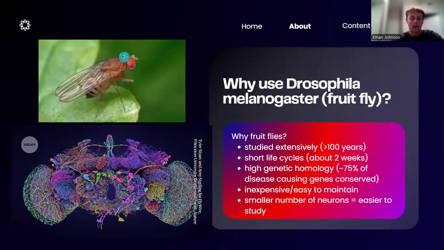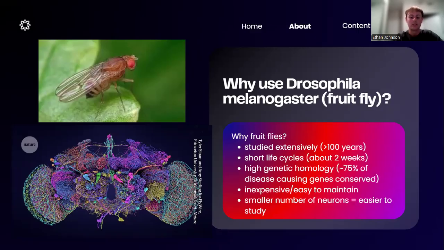So here's a picture of the fruit fly and what it looks like. And you may be asking yourself, how is a fruit fly related to humans? Why should we even spend time focusing on a fruit fly? The reason is that they've been studied extensively, for more than 100 years. So all of the neurons and the genes of these fruit flies are mapped out, which is helpful for us.